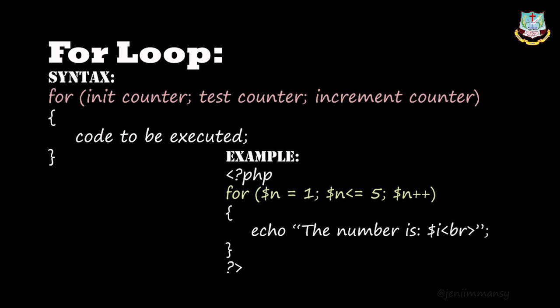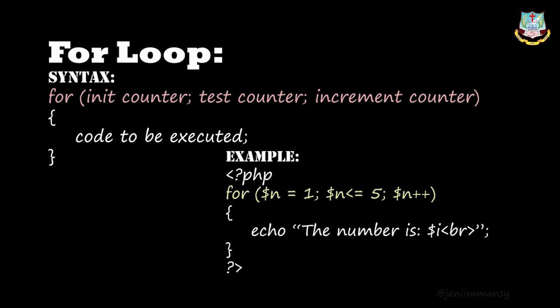Okay, and next one is increment counter. Here it is for increasing the loop counter value. Here we can give decrement or increment. Okay, here we need 1 to 5, right? I said we need 1 to 5. So 1 we have given in the initialization value.